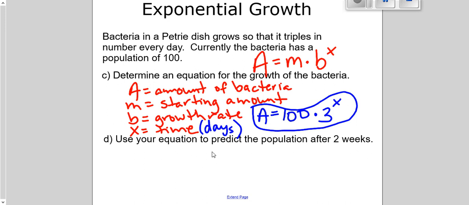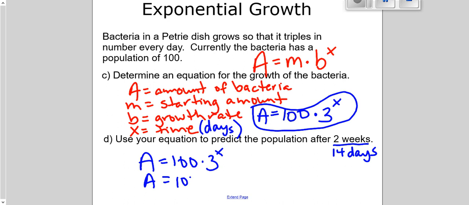Now it says use your equation to predict the population after 2 weeks. So after 2 weeks, because this is time in days, we're going to have to put that into days, which is 14 days. All right, so amount of bacteria is equal to 100 times 3 to the x. And in this case, I know that x is going to be 14.